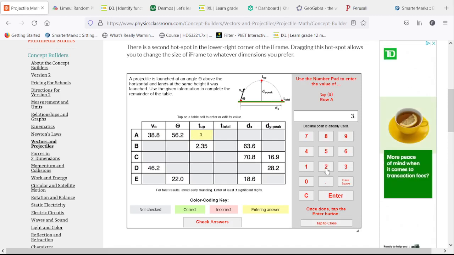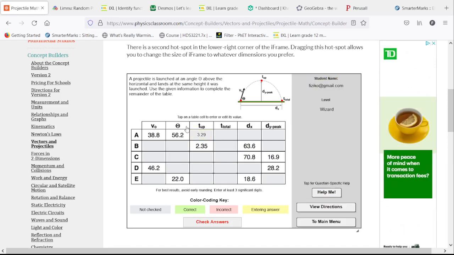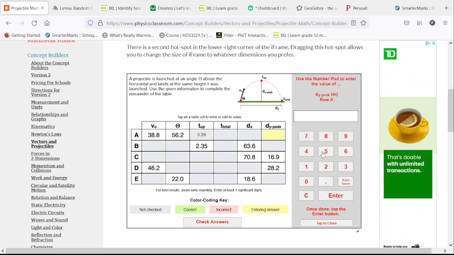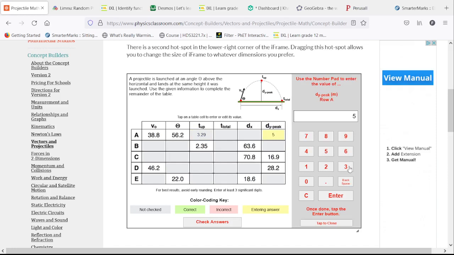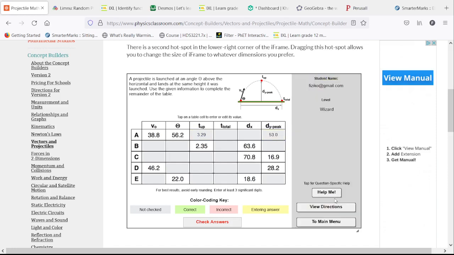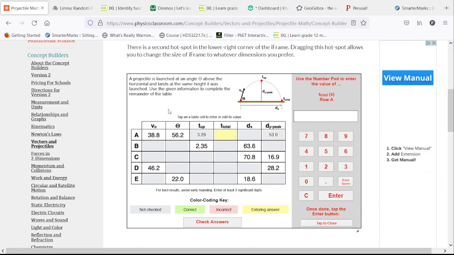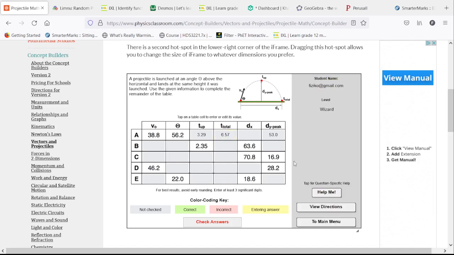And if I remember that this doesn't accept typing, I have to put it in that way. That would go much nicer, much more quickly. We also have our 53.0 for the peak. Our total time is going to be that time we just got times 2. So that is a 6.57 when we use all the digits in our calculator.